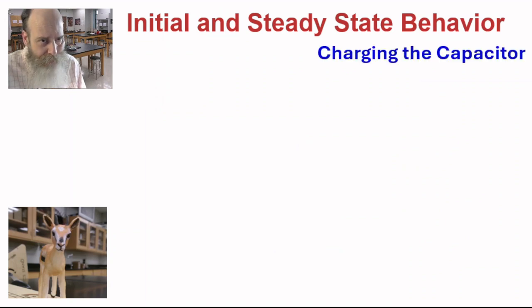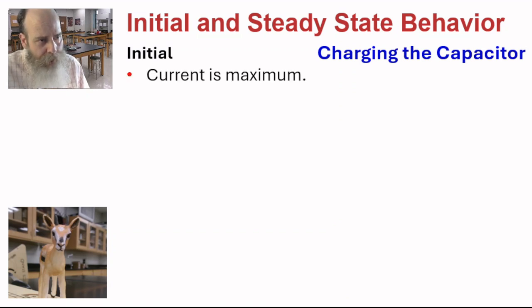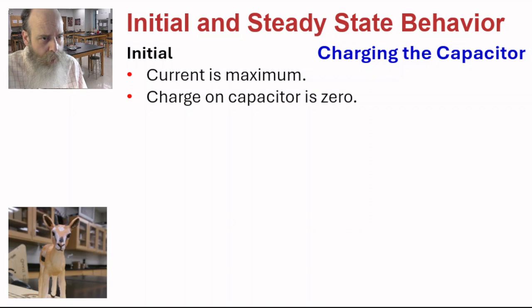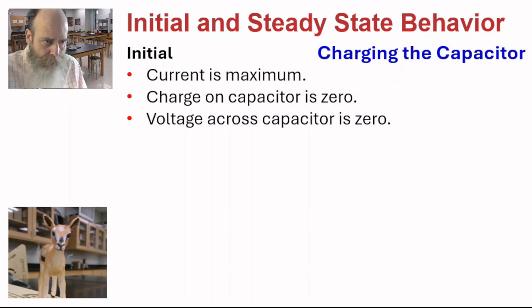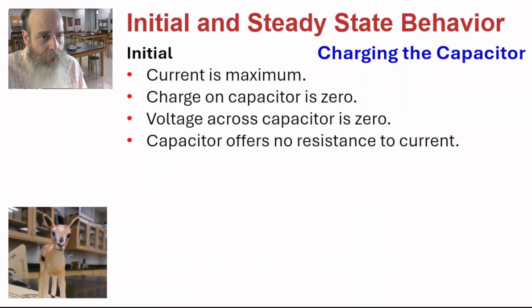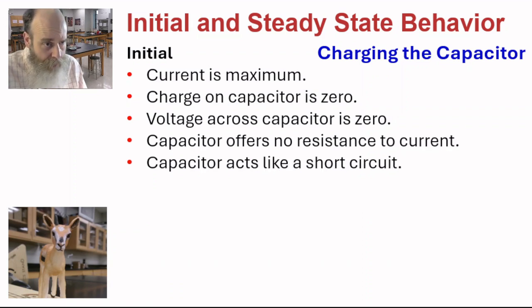Here's a summary of what we've studied today. Let's look at charging the capacitor. Initially, the current is maximum. The charge on the capacitor is 0. The voltage across the capacitor is 0. The capacitor offers no resistance to current. The capacitor acts like a short circuit.